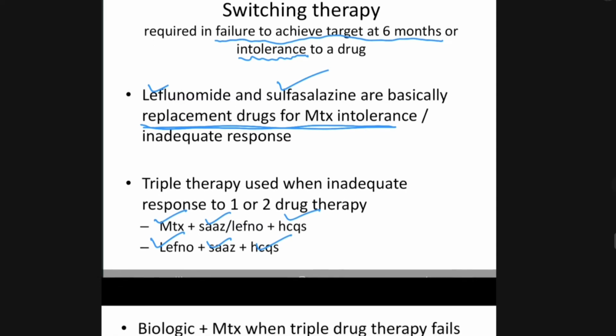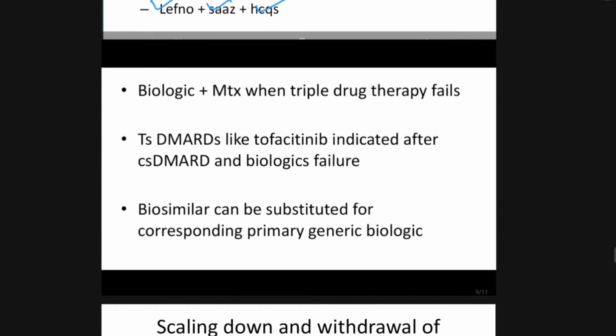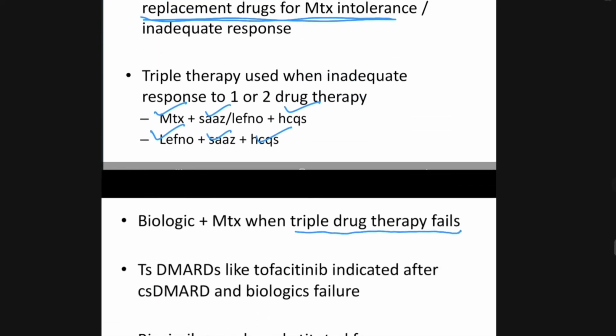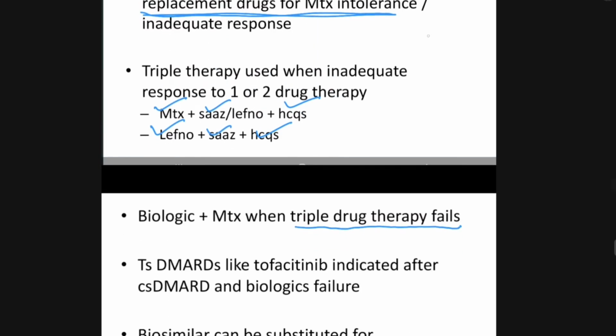This is the triple therapy that we switch over to when we are not able to achieve a good result with the combination therapy. Now, biologics and methotrexate are given when the triple drug therapy also fails. When the patient is not able to, firstly you start with a combination therapy, of which methotrexate has to be essentially given, and it may be added with either one of the DMARDs. Usually it is HCQS.